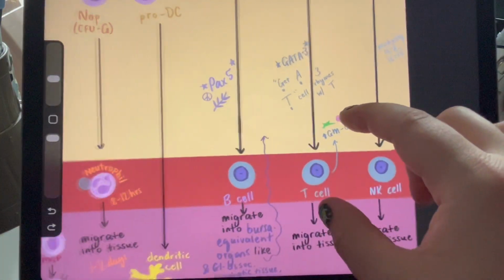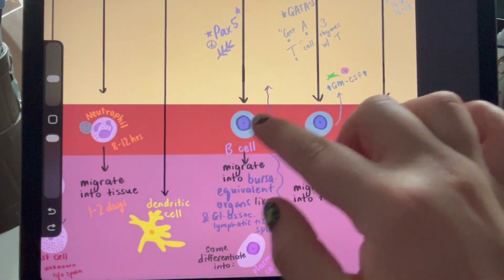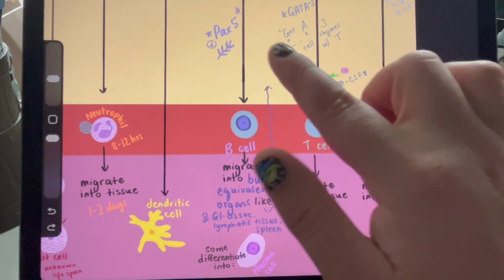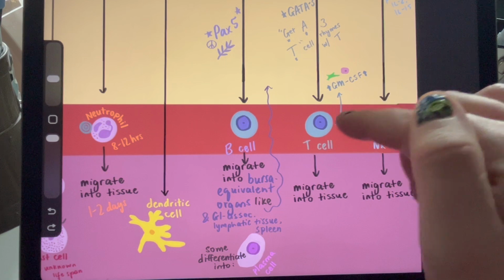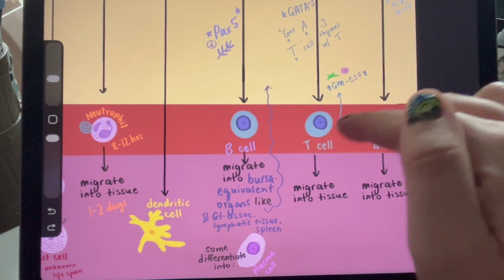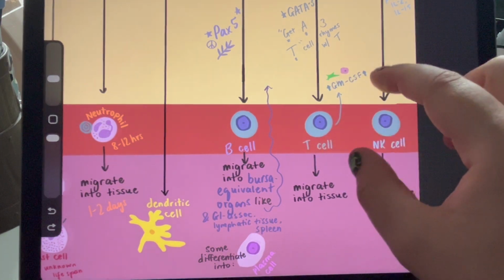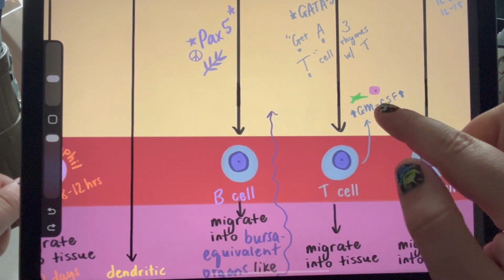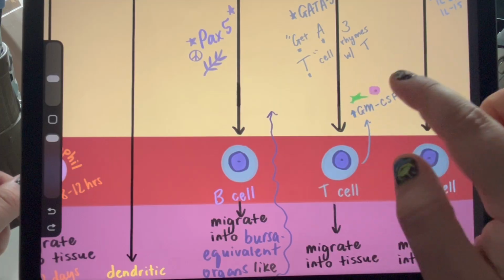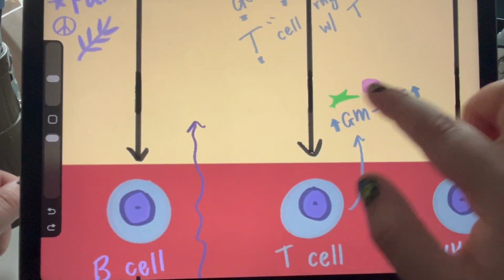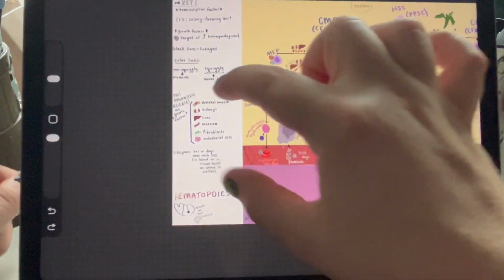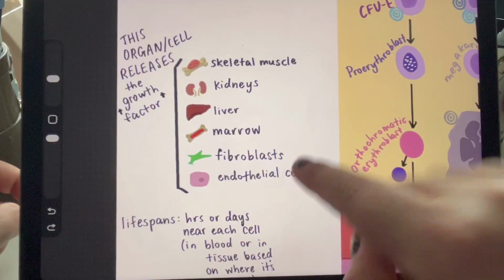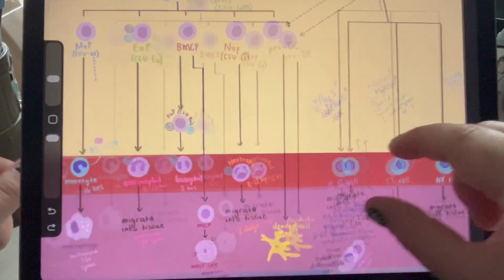So come back over here to the lymphoid cells. These B cells, once they differentiate, will migrate into these things, including migrating into the marrow. And then the T cell here, see, that's not a squiggly line, that's pointing to something that it produces. This growth factor, granulocyte macrophage colony stimulating factor. T cells release this, also fibroblasts and endothelial cells release this. So again, over at the key, if you see the organ or cell releases this growth factor, we've got fibroblasts, endothelial cells, and T cells releasing this.